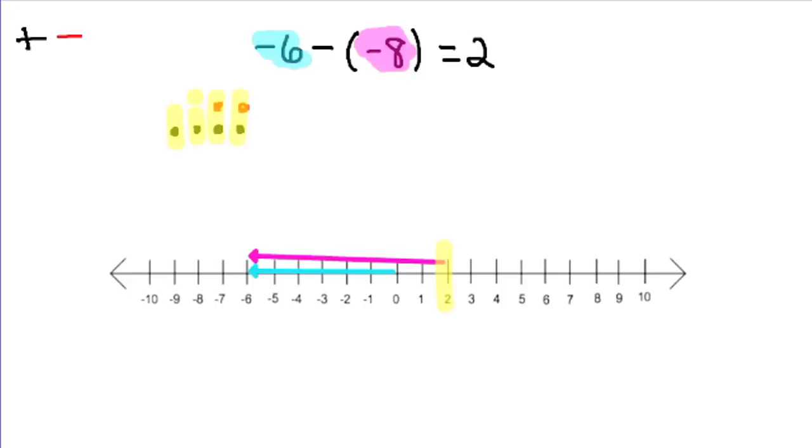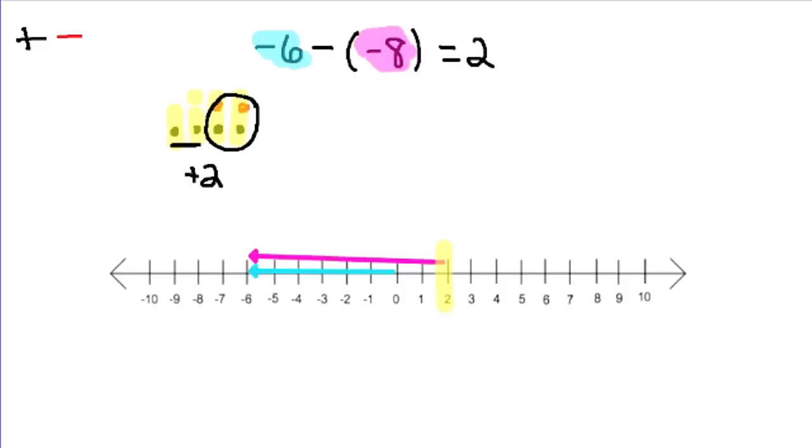And notice that in this case, because I added extra 0 pairs, I still have 2 0 pairs over here that effectively are not counting. But over here, I have 2 positive tiles left, so I know that my final answer is positive 2.